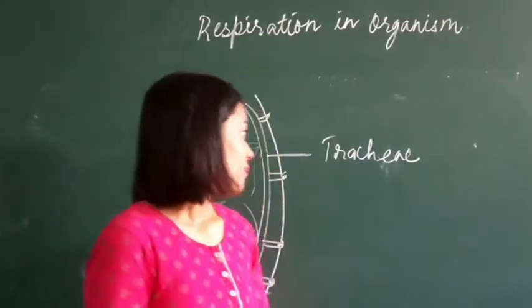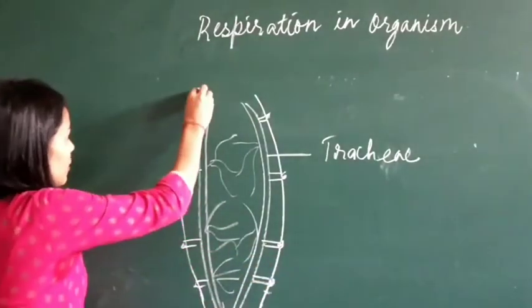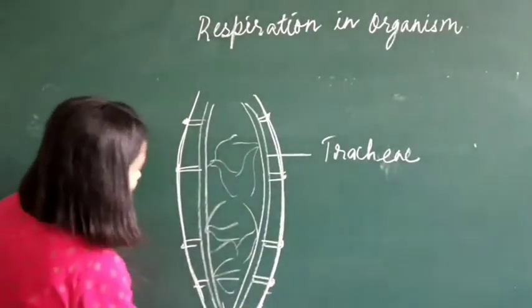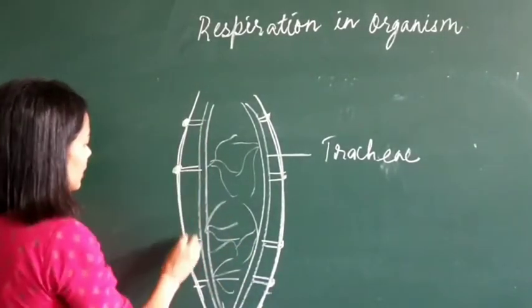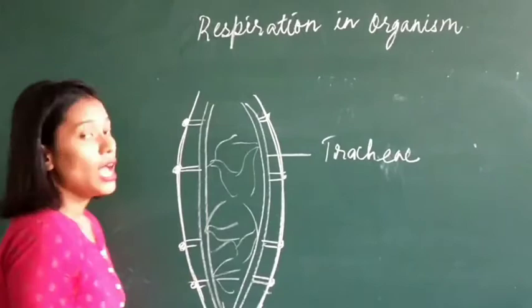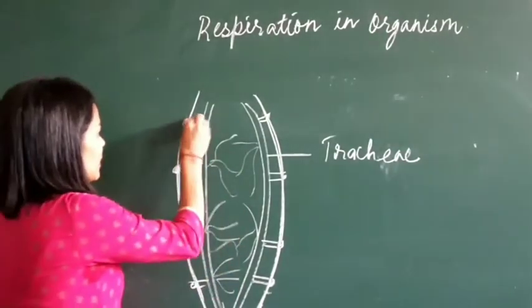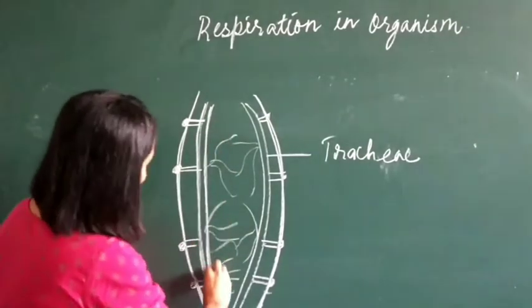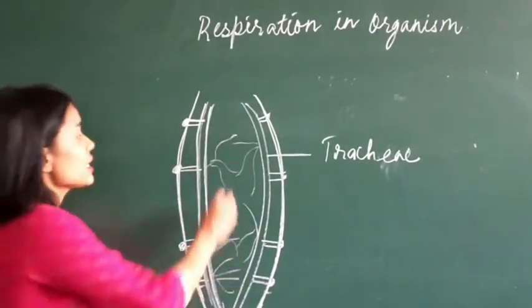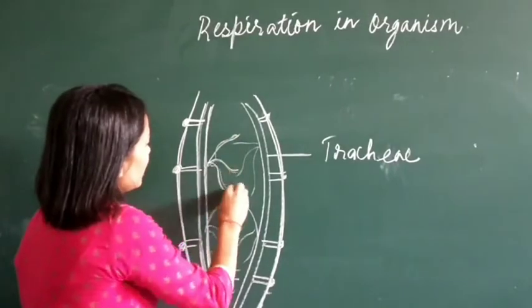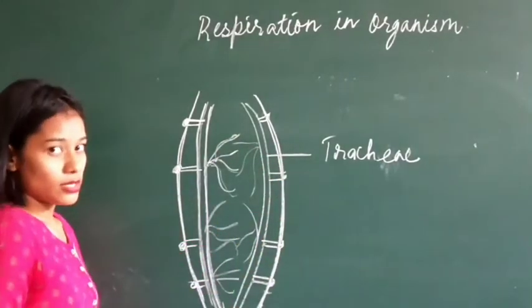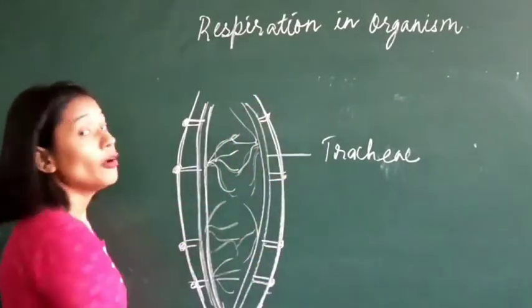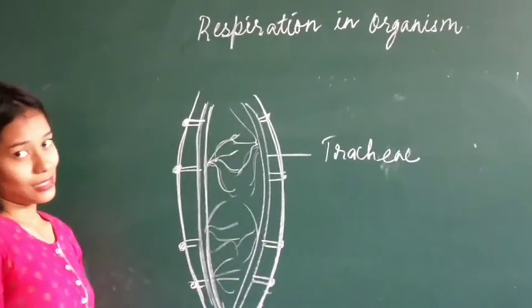Cockroach is an insect. They breathe through small holes called spiracles. This is the spiracle, and it is connected to the tracheae. This is a long tube called the tracheae. And this tracheae is further divided into branches called tracheoles. The tracheoles are distributed to different parts of the body. From here, exchange of gases takes place.